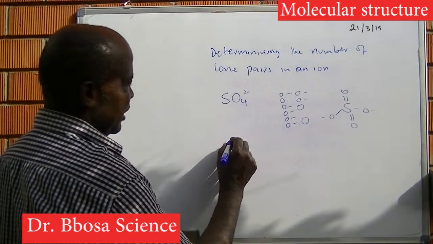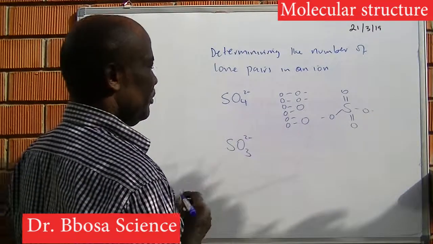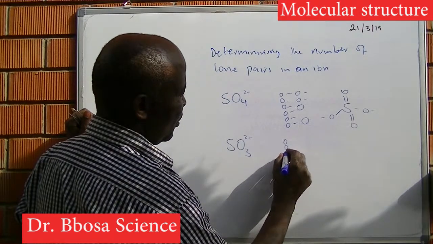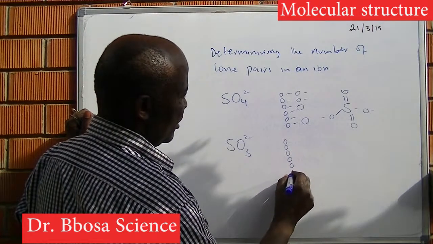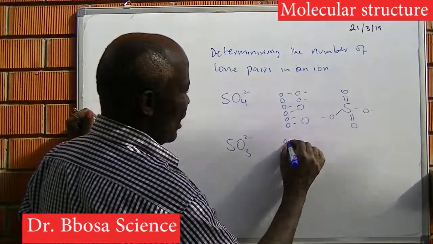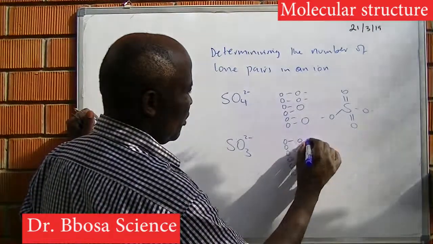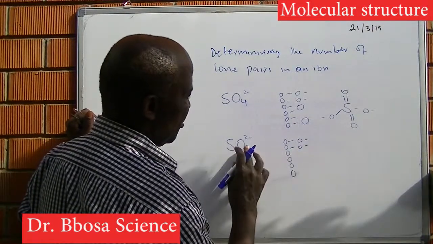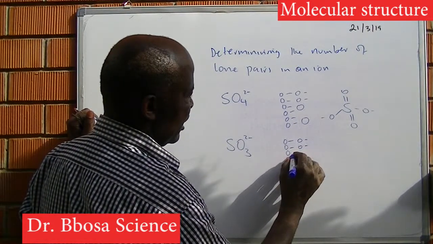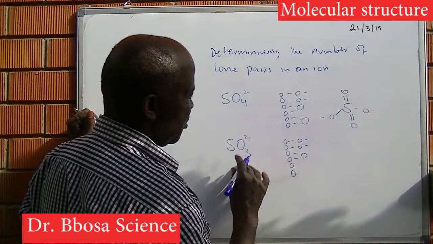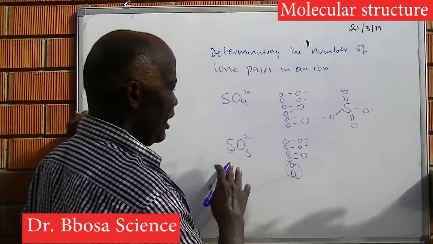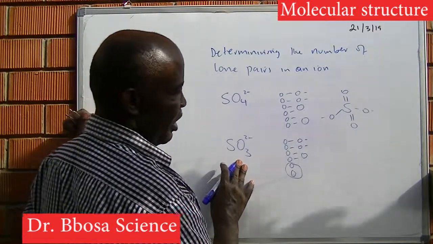Another example is the sulfite ion. Sulfur is in group 6, so it is 1, 2, 3, 4, 5, 6. One electron will bond with oxygen, which will carry a negative charge. Another electron will bond with oxygen, which will carry a negative charge. Then the third oxygen will bond with 2 electrons. Then there will be a lone pair of electrons. So in this molecule, there is a lone pair of electrons.